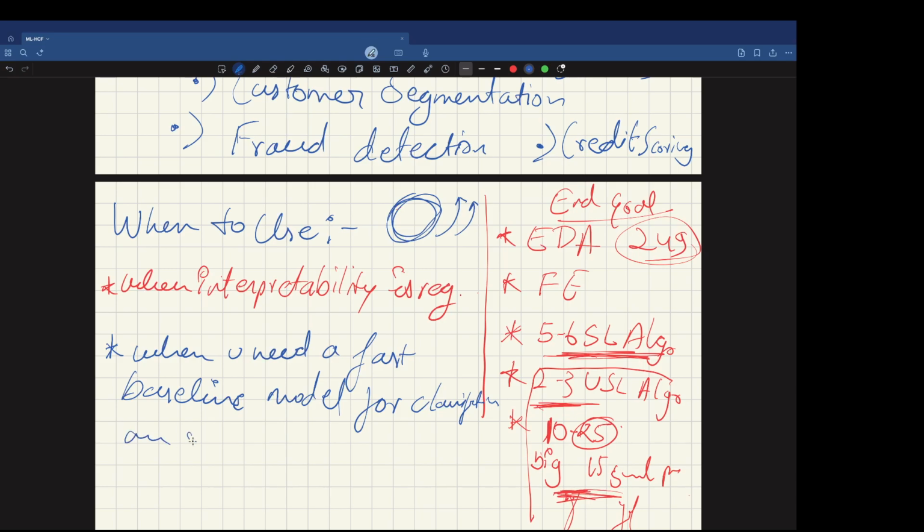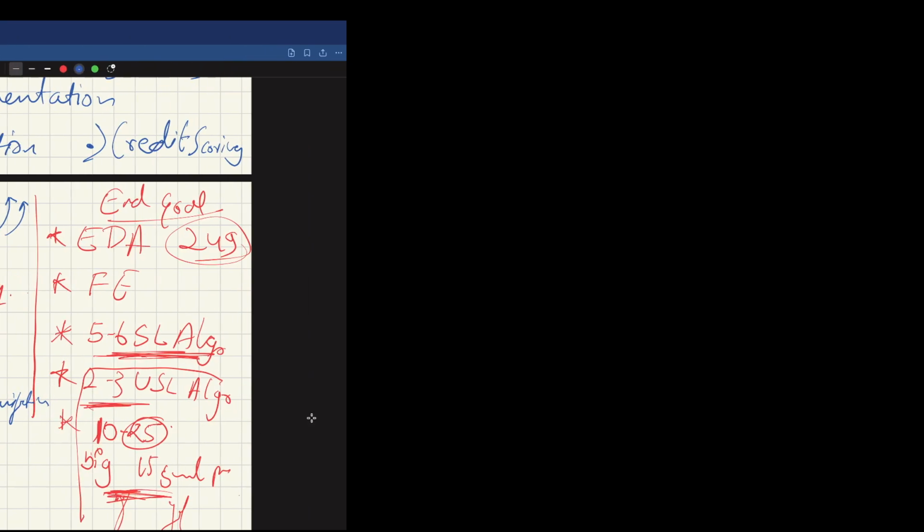Classification and regression. Let's go to the next part: when you need a fast baseline model. Just a second, I'll search and tell you what a baseline is.